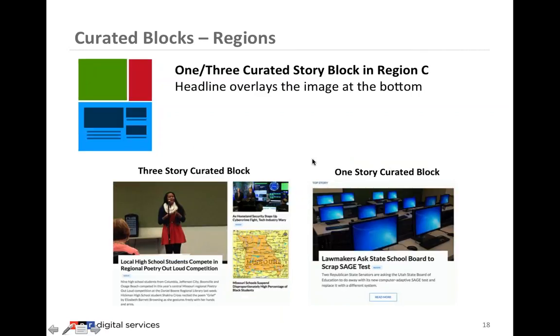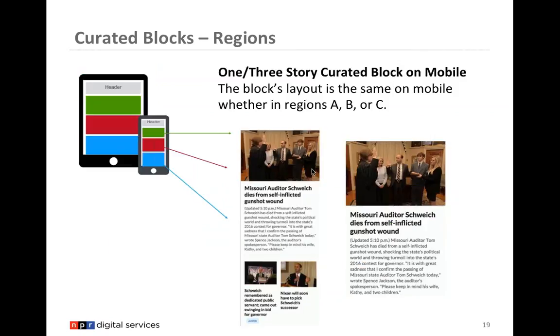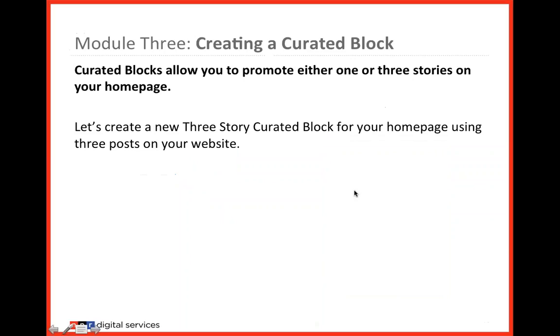And then in region C, because it's a much bigger region, the headline is going to overlay the image for both the 3-story and the 1-story look. And then in mobile, you'll notice this as we go through all of the different blocks, in mobile, you're just going to have a look very similar to region B. So if it's 3 stories, you've got the stacked look. If it's 1 story, it's the image, the teaser, and then the headline.